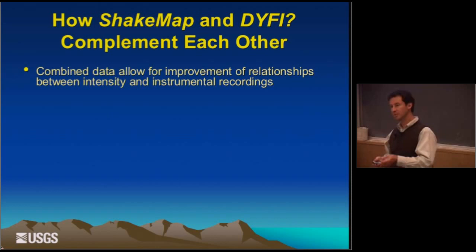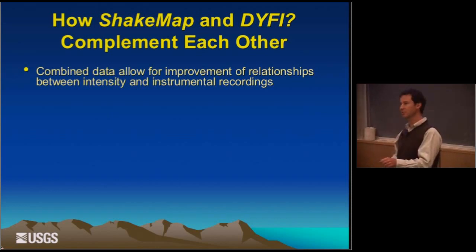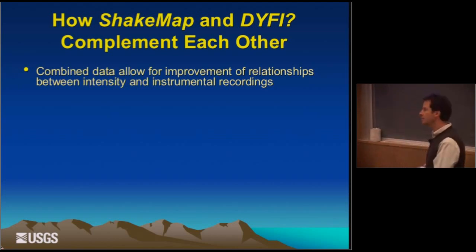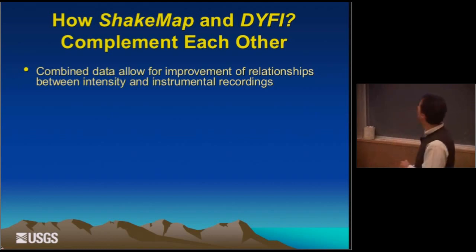We have a seismic instrument, and we know exactly what the shaking was like at that point, but what's the damage at that point? Did the chimney collapse or didn't it? Statistically, we can come up with a lot better constraints on that by having these two maps in the same place and over time developing better relationships.